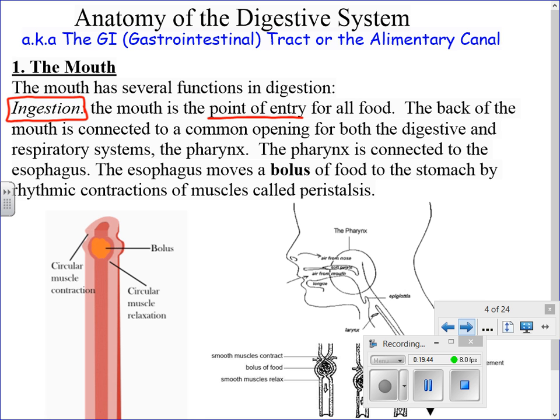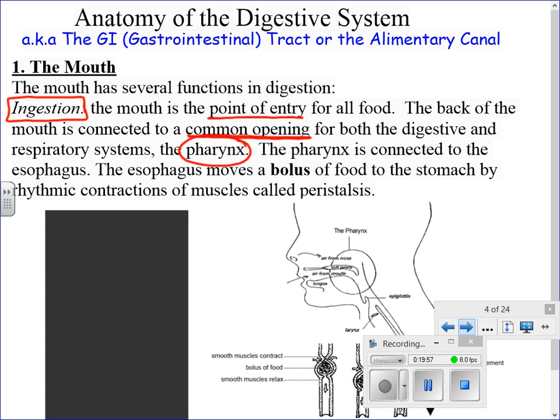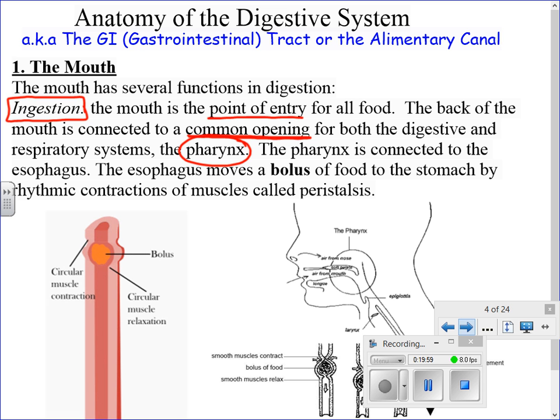In the back of your mouth, I'm pointing out here your pharynx. It is a common opening for both your digestive and respiratory systems. So your pharynx is just the hole, the space at the back of your mouth that when you're going to swallow, food passes through. Your pharynx is connected to your esophagus.